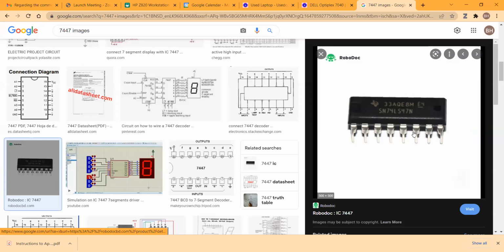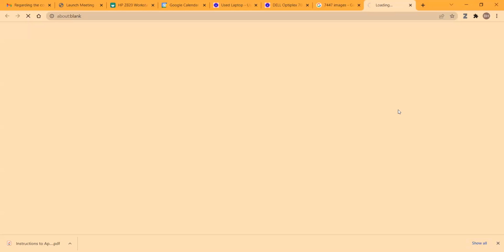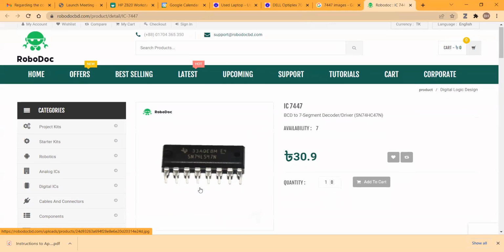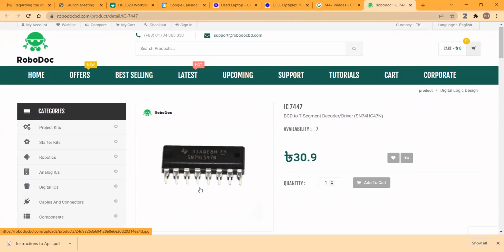And you can see this is the real package, and this type of ICs you can see there. The number on that is 7447, which is the IC number. When you request a 7447 IC, all over the world it's standard. It will be a BCD to 7 segment decoder IC.